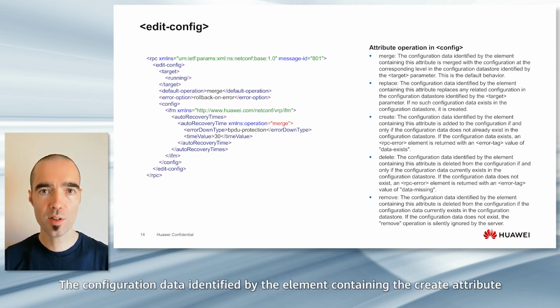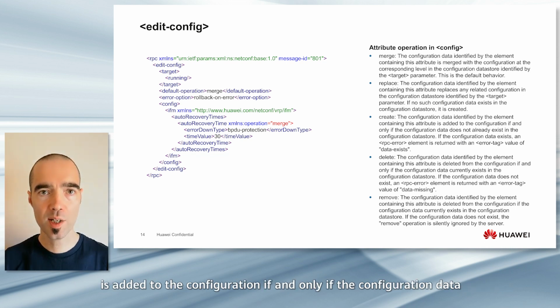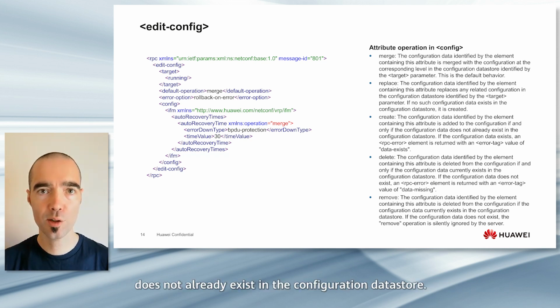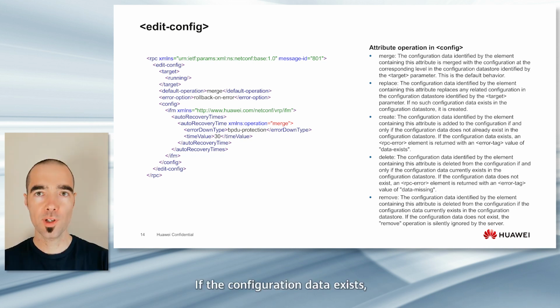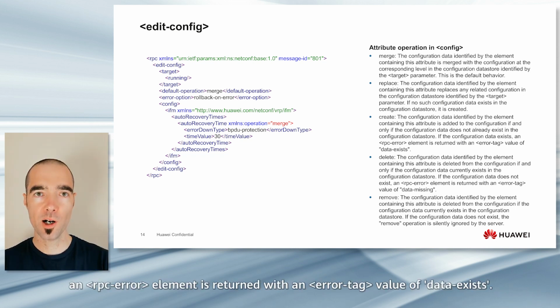The configuration data identified by the element containing the create attribute is added to the configuration if and only if the configuration data does not already exist in the configuration data store. If the configuration data exists, an RPC error element is returned with an error tag value of data exists.